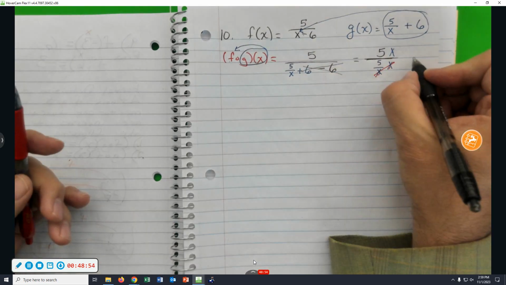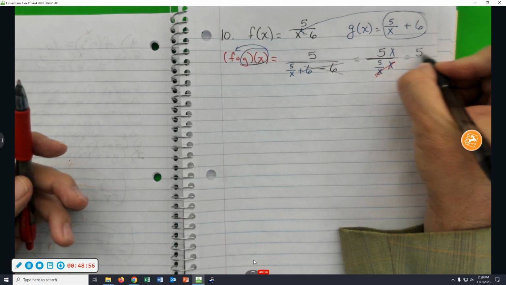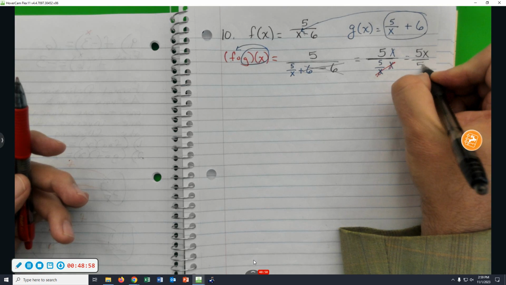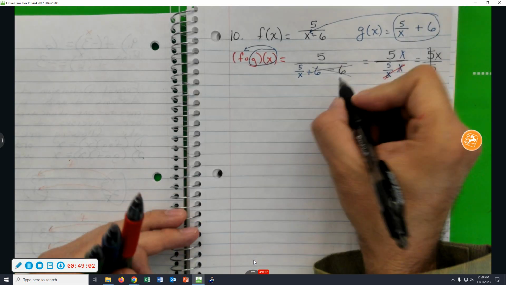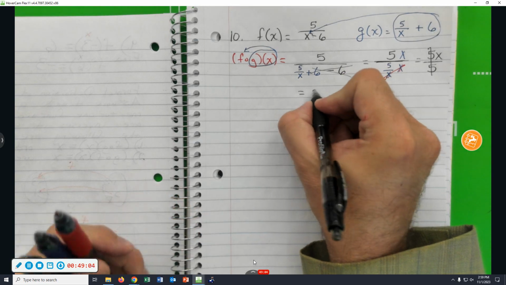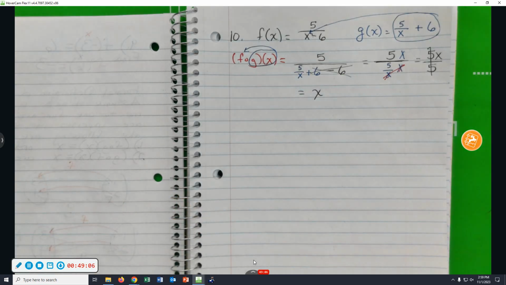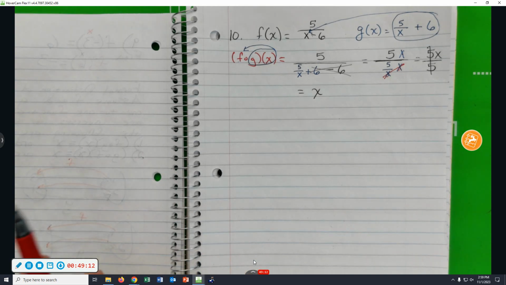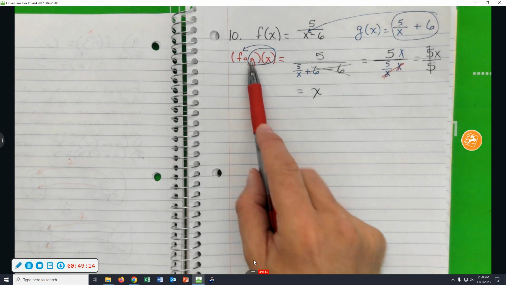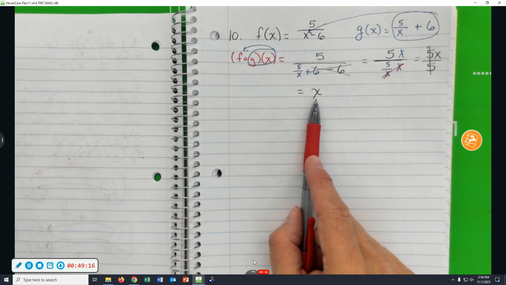5x over 5, and now I can cancel the 5. And what am I going to get? x. At this point, in most cases, if one composition reduces to x, the other one will also.